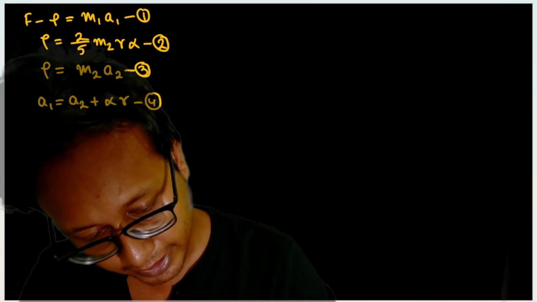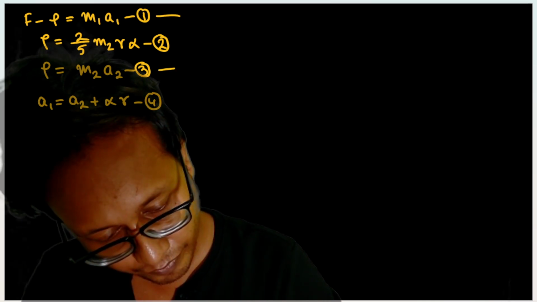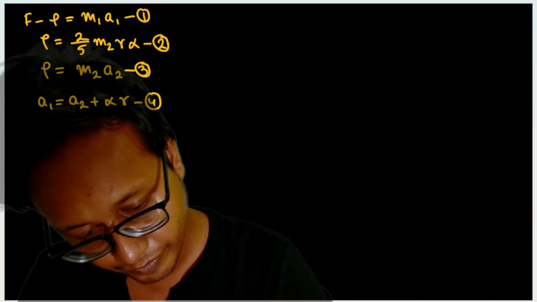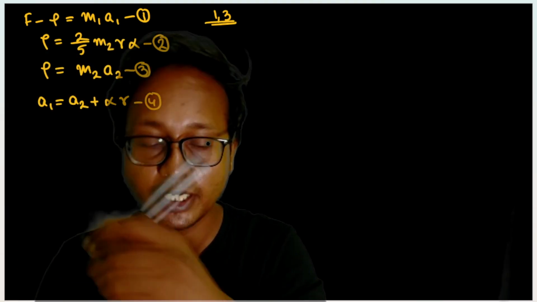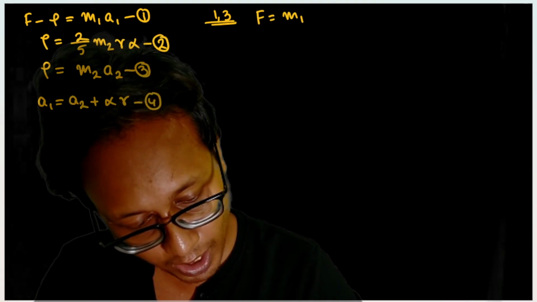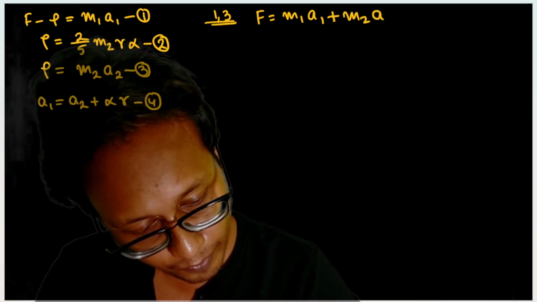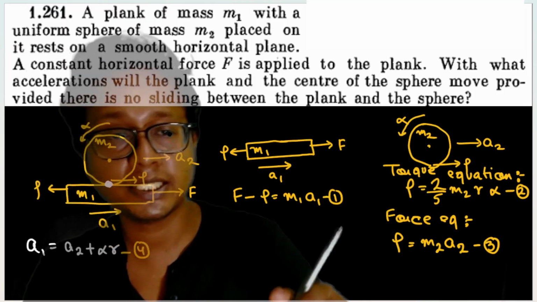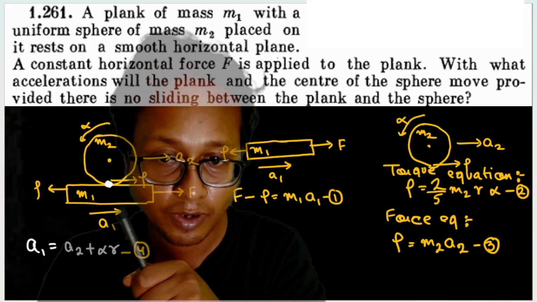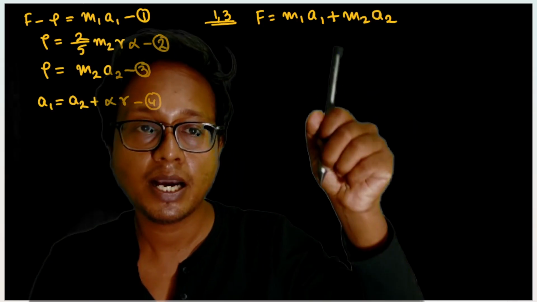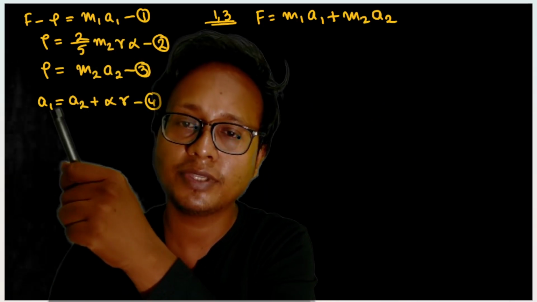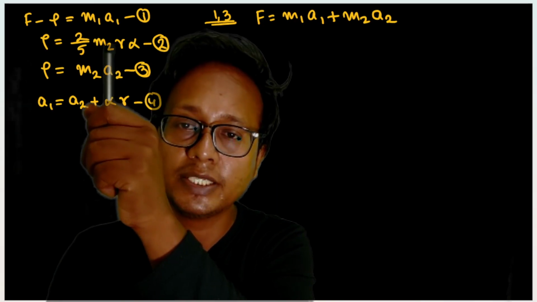Now if I just combine equations 1 and 3, I'm just adding the first equation and the third equation. Friction and friction will get cancelled. So F is equal to m1 a1 plus m2 a2. Now what do I need? The question is asking to find out the acceleration of the plank. That means I need to find out the value of a1. That means from this equation somehow this value of a2 must disappear. How do I make the value of a2 disappear? Let's find out the relation between a2 and a1.